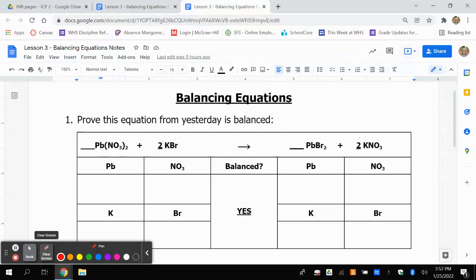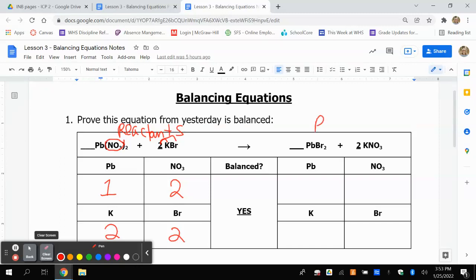So let's go through and do our atom counting. We're looking at our reactant side first. So these are our reactants. And if we look, we have one lead atom. And if we're thinking of nitrate, NO3, as one thing, we have two nitrate atoms, okay? And then we have a coefficient out in front. That coefficient goes to each part that's in front of it. So we have two potassium atoms and two bromine atoms. Okay, those are our reactants.